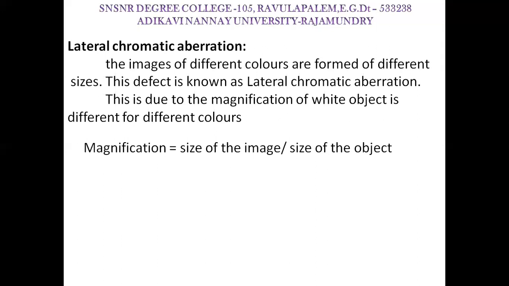First, when we take an object of size x, the size of the image will be increased or decreased. If the image distance increases due to the lens, the magnification is high. If the size decreases, the magnification is low. So the magnification is the size of the image divided by the size of the object.